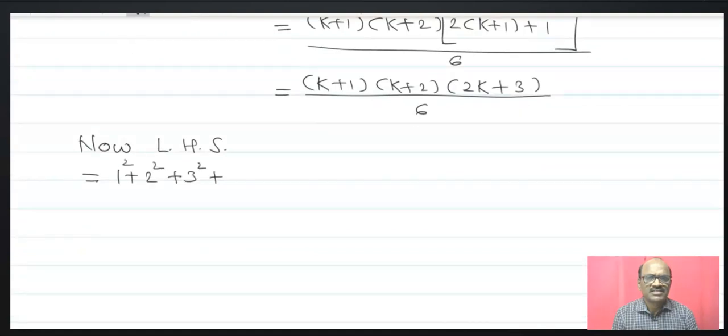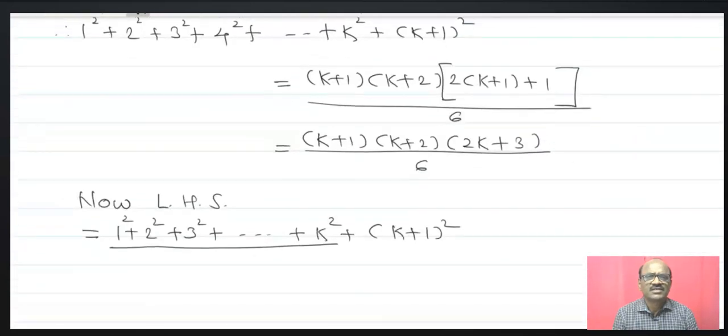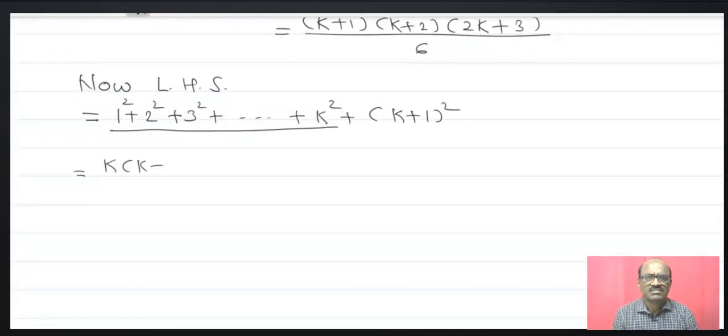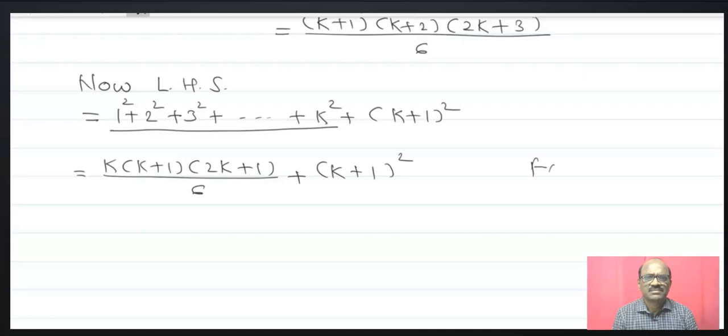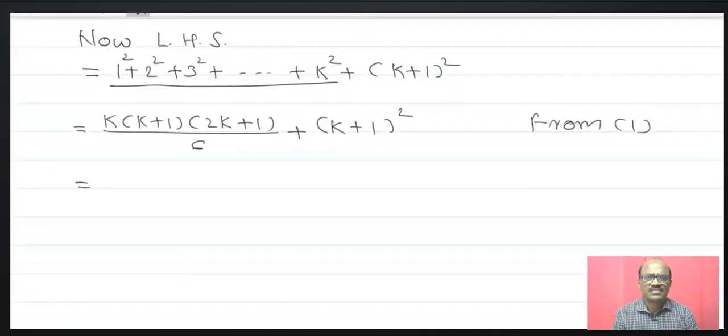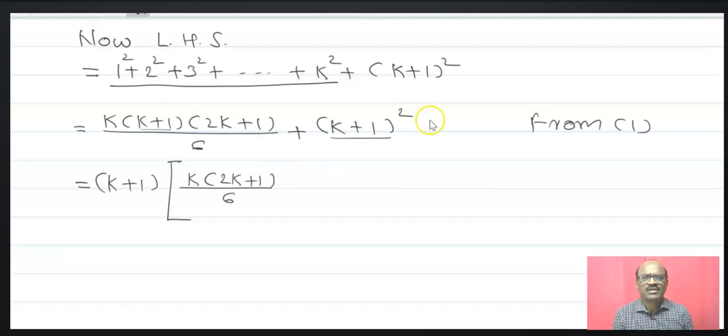Consider the LHS, that is 1 square plus 2 square plus 3 square plus ... plus k square, plus (k plus 1) in bracket square, and the value of this is k(k plus 1)(2k plus 1) upon 6 plus (k plus 1) in bracket square. Therefore, from result 1, now we will take k plus 1 as common. Simplify this. K plus 1 as common. Then what is in bracket? k(2k plus 1) upon 6. These two will remain here, plus k plus 1. Not bracket square, it is a single power.